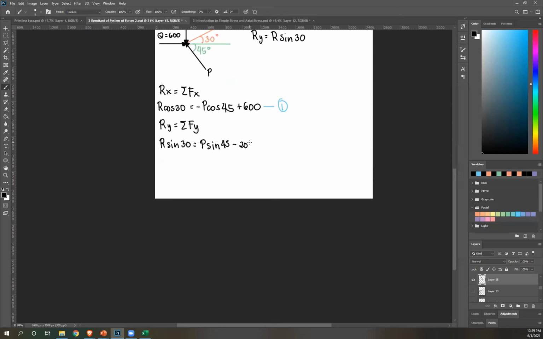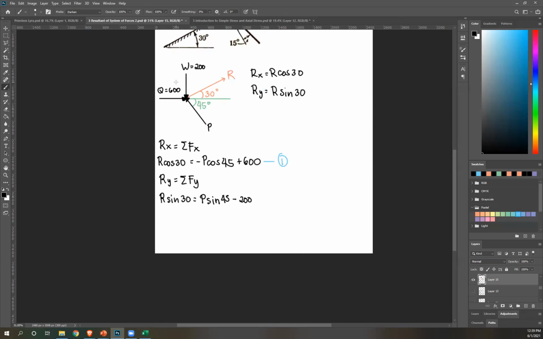So minus 200. And then Q doesn't have a vertical component, so ignoring that. Once again, two unknowns. Can't solve for anything yet. This is equation number 2. Now look here, we have 2 equations, 2 unknowns. Once again, using simultaneous equations, I can solve for R and P.